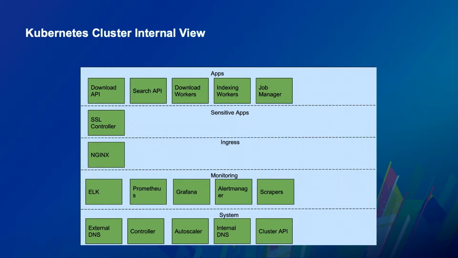And then there's the apps tier. And this is what developers are thinking about most of the time. We've got different APIs in here, different workers in here, job managers. This is a really simplified view. I think we're over like 10 different services in this apps tier.